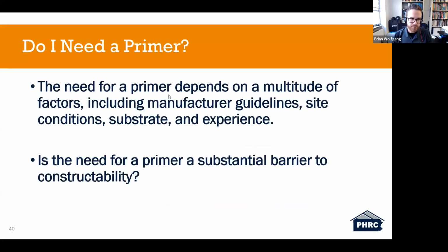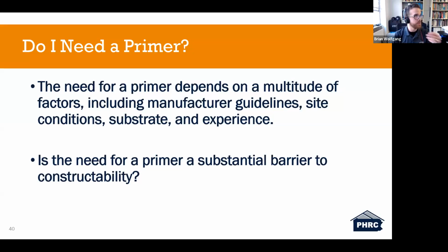The second consideration we'll talk about is, do I need a primer? And this is really where we start to see that experiential factor coming into play. What I mean by that is there is often some vague guidance from industry experts and even sometimes from manufacturers, so you kind of have to know whether or not you need a primer. You can't just rely on what's published in material documents. And what I mean by that, we'll show in a couple moments.